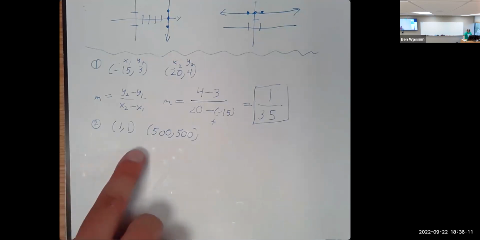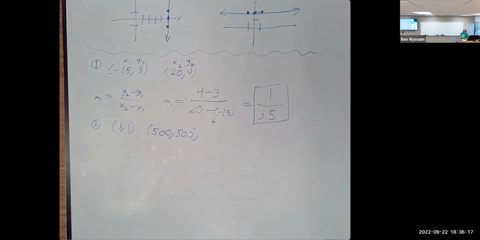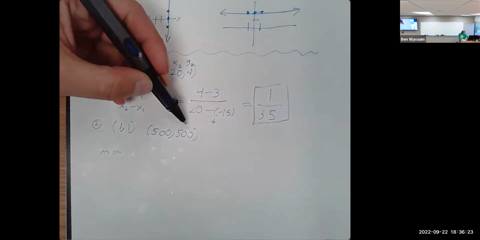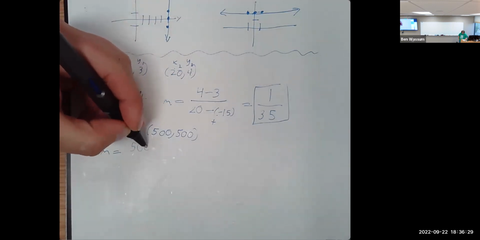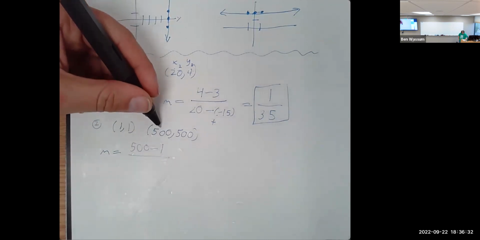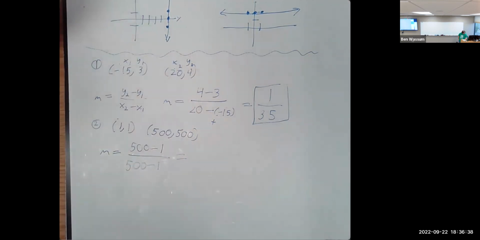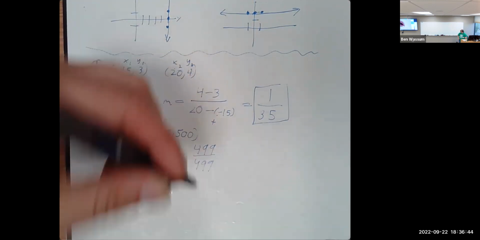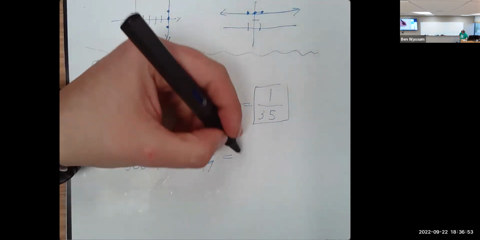So it doesn't matter if they're all really close to the origin or all really far from the origin, or you have one of each. Either way, all you're going to do is the difference in the y's. So let's say we start with this one and we subtract that, over the difference in the x's. Well, same thing happens, right? So 500 minus 1 on top and bottom. So we end up with 499 over 499. Well, what does that break down to? You don't have to factor 499 if you have it over itself. It just turns into a 1.